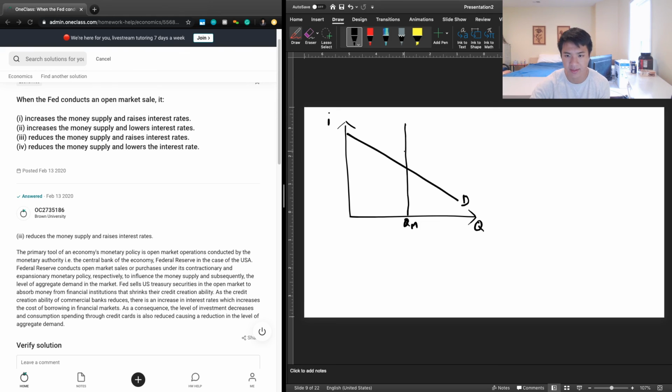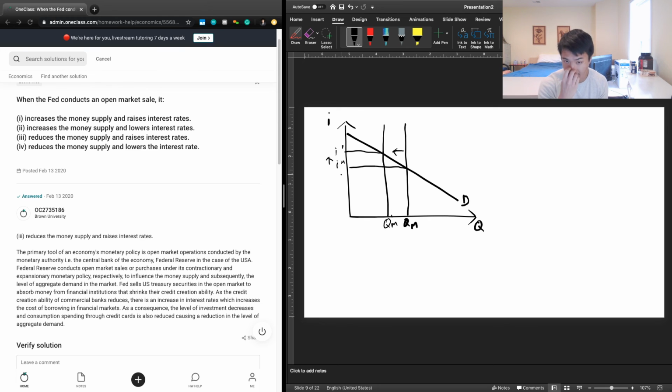And so if the Fed does something that decreases the money supply, like an open market sale, what are we going to see? We're going to see a leftward shift in the quantity of money, QM1, and we're going to have a new interest rate. So this old interest rate was IM, and this new interest rate is I1. And that is going to increase the interest rate.